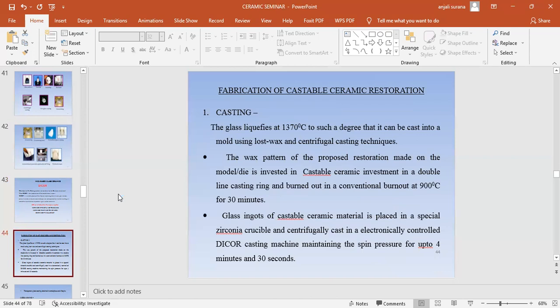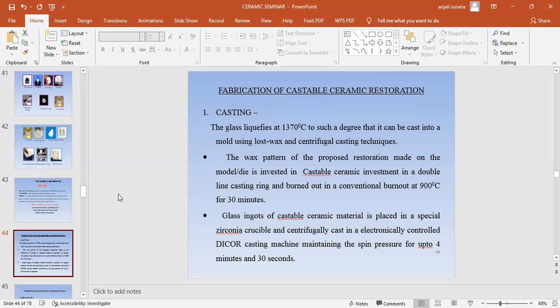Fabrication of castable ceramic restoration. First is casting. The glass liquefies at 1370 degrees Celsius to such a degree that it can be cast into a mold using lost wax technique and centrifugal casting procedures. The wax pattern of the proposed restoration made on the model or die is invested in castable ceramic investment in a double line casting ring and burned out in conventional burnout at 900 degrees Celsius for 30 minutes.